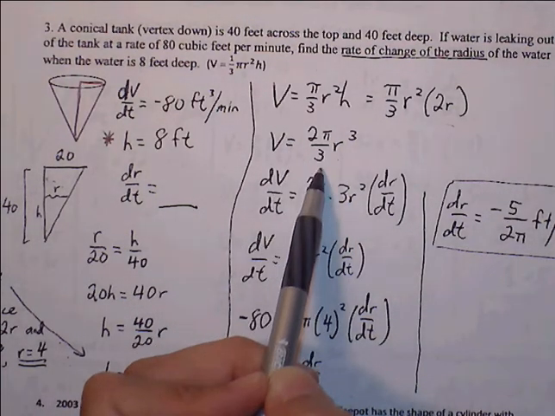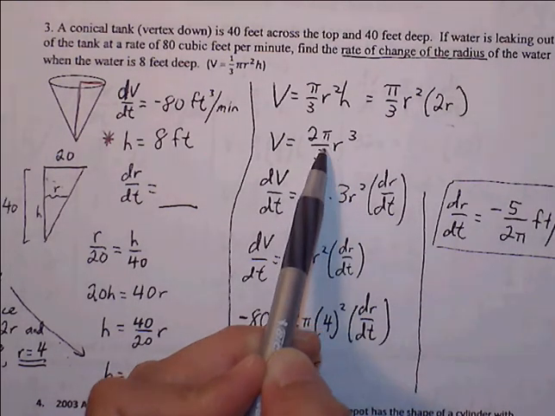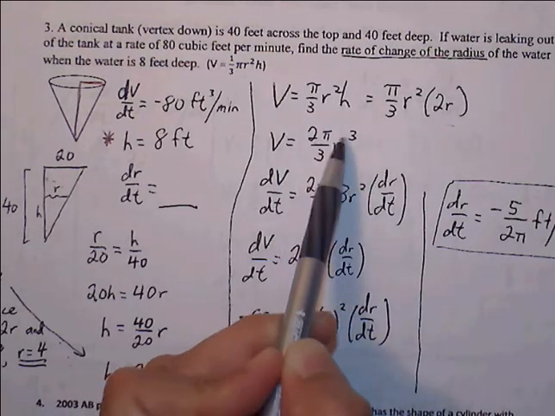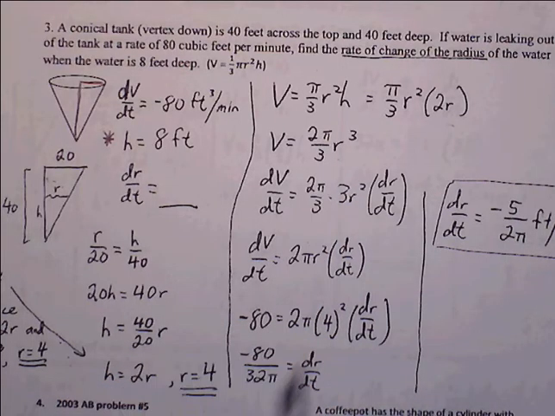We can go through power rule here, since remember 2 pi over 3 is just a coefficient. Pi is just a number. These are not two variables. The only variable here is r, and the 2 pi over 3 is just a number that happens to be in front of r. So we'll treat 2 pi over 3 as simply a coefficient in front of the r variable.